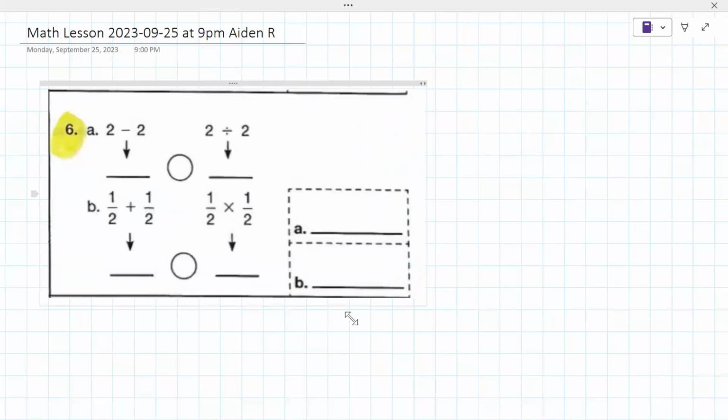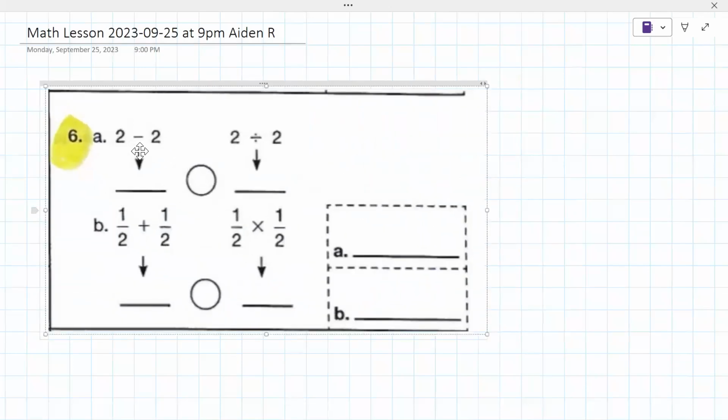Here we go. So 6a, tell me what you see here. 2 minus 2. So you have two things, 2 get taken away. How many do you have left over? 0. Okay. Now let's go to division.